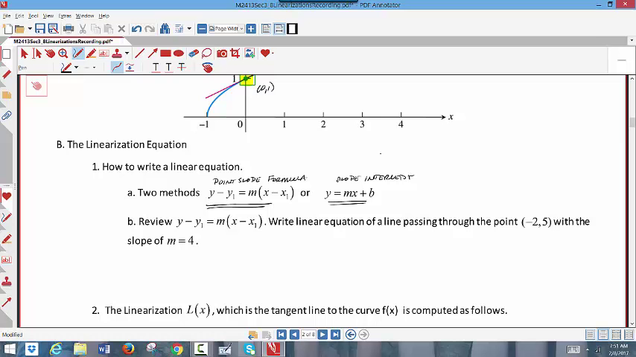It seems in the last year or two that most textbooks have gone with this slope intercept form, but this textbook is sticking with the point slope formula to write the equation of your linear line.